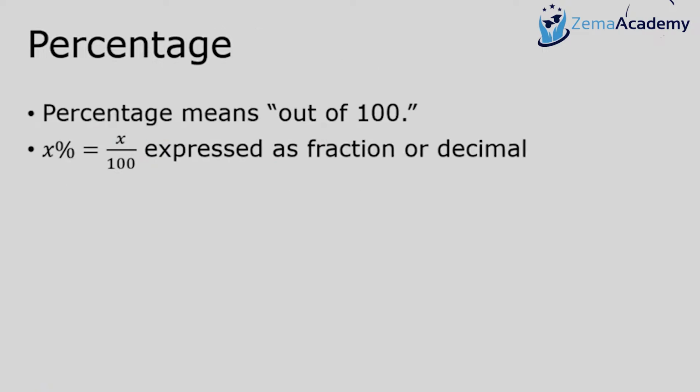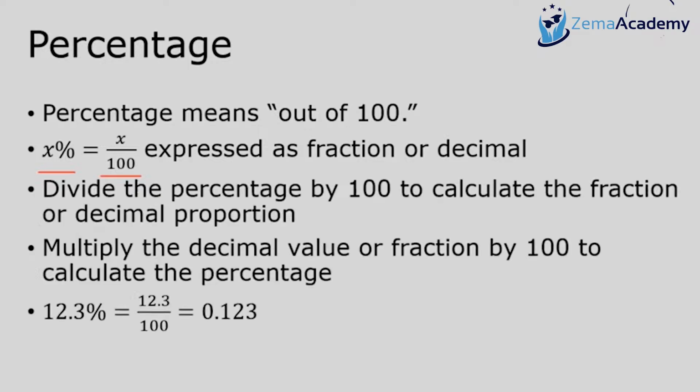So percentage directly relates to what we've just been doing. Percentage means out of 100, and it means that we can express it either in this way as a percentage, or we can convert that to a fraction per 100. We can also use this to produce a decimal. We divide the percentage by 100 to calculate a fraction or decimal proportion. And then we can also multiply a decimal or a fraction by 100 to calculate a percentage.